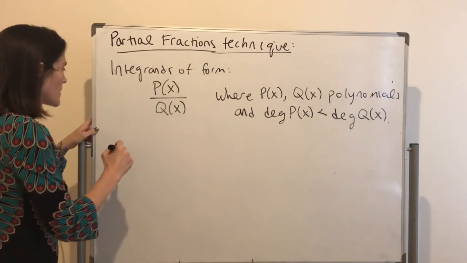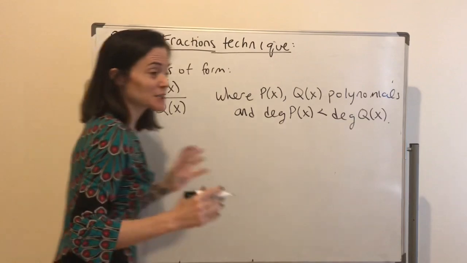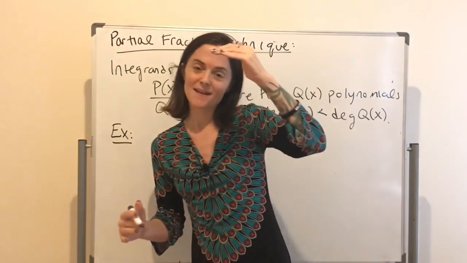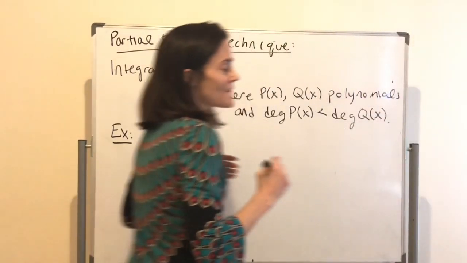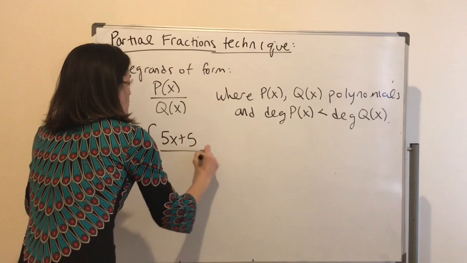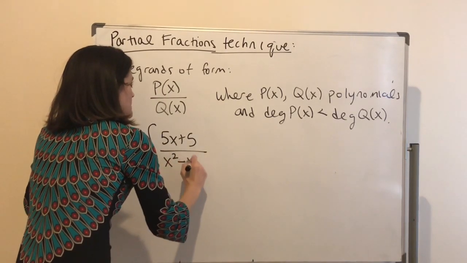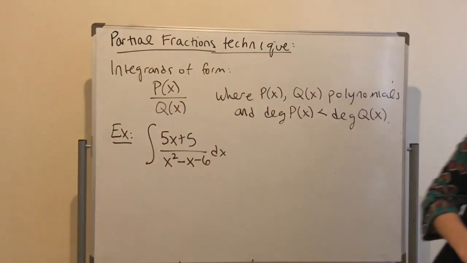Okay, so let's do an example where we actually start with something of the form polynomial divided by polynomial, and this will be the integral of 5x plus 5 over x squared minus x minus 6 dx. I think this is what I have. Yes, okay.